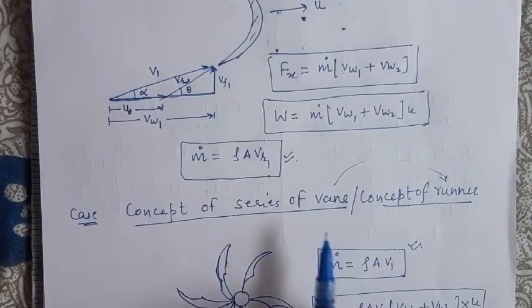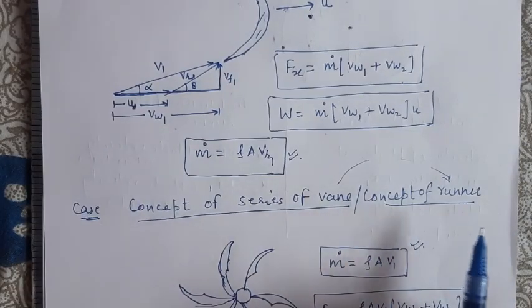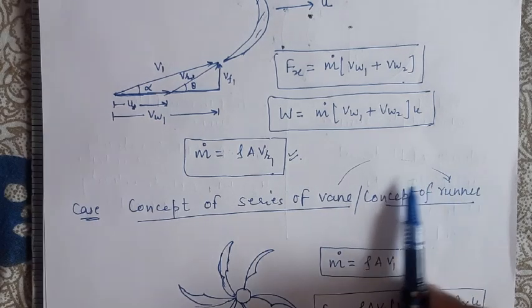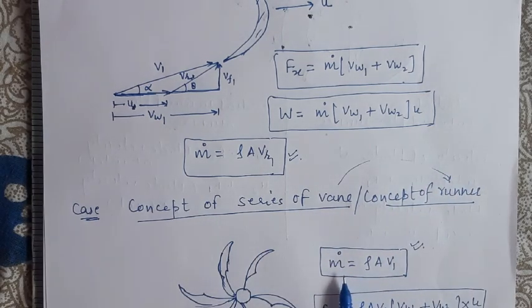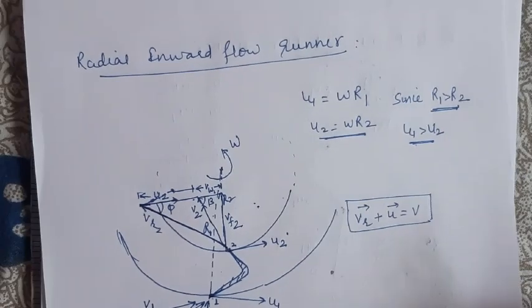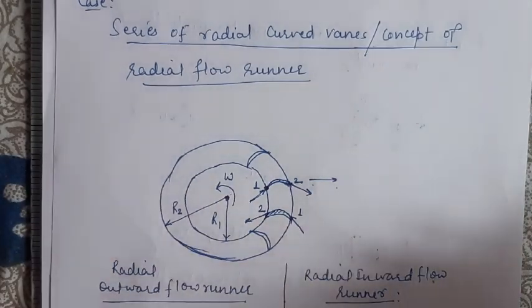But when we talk about a series of vanes, that is the concept of a runner. A series of vanes mounted on a wheel is known as a runner. In that case, the mass flow rate we have to take as rho a V1 rather than VR1, and the formula for force will remain the same. Then we started the concept of radial flow runners. There are two types of radial flow runners: one is radial inward flow, another is radial outward flow.